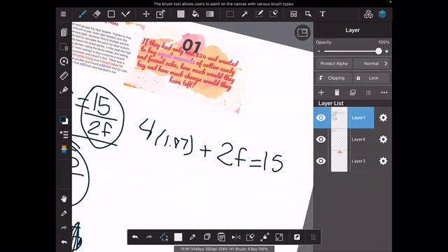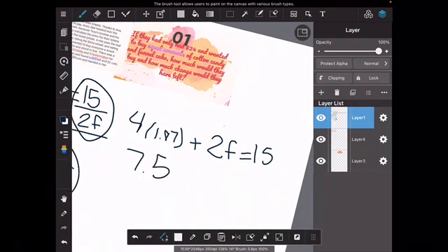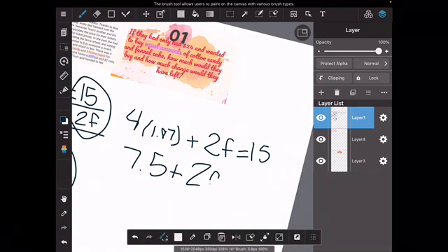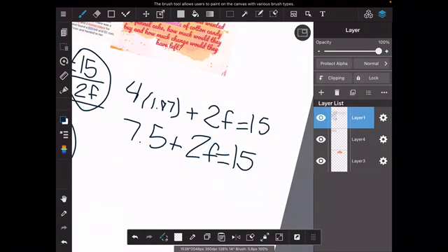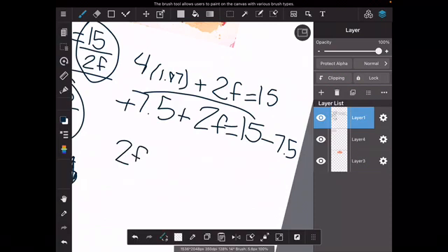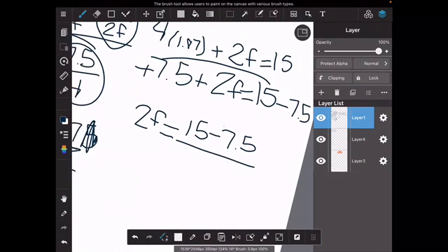This time it's a lot easier because we only have one variable. We're going to solve this, so we need to do 4 times 1.87, which is 7.5. I'm going to do plus 2F equals 15. Now we're going to isolate F, so we're going to start by bringing 7.5 onto this side. Plus 7.5 means it's minus 7.5 on this side. So 2F equals 15 minus 7.5. We're going to solve this, which is 7.5.